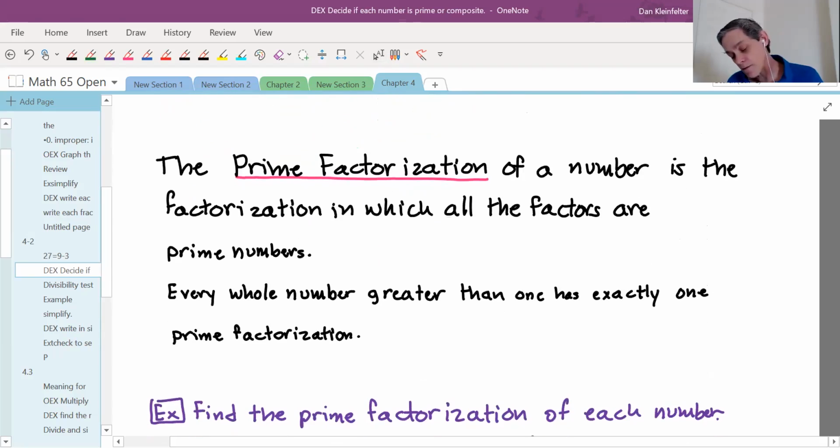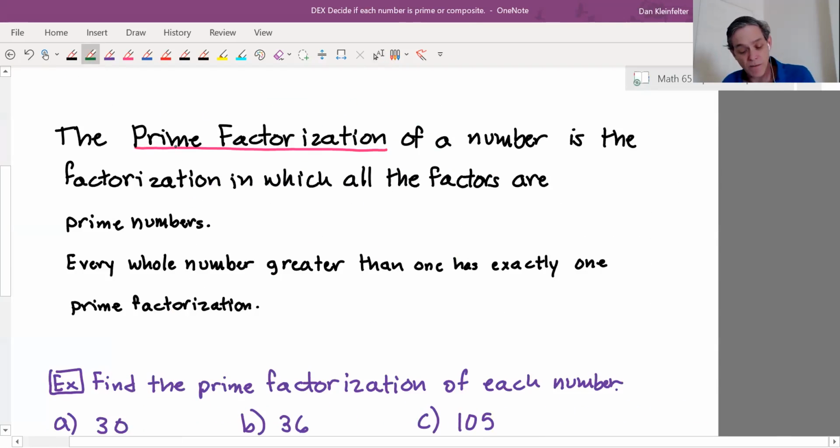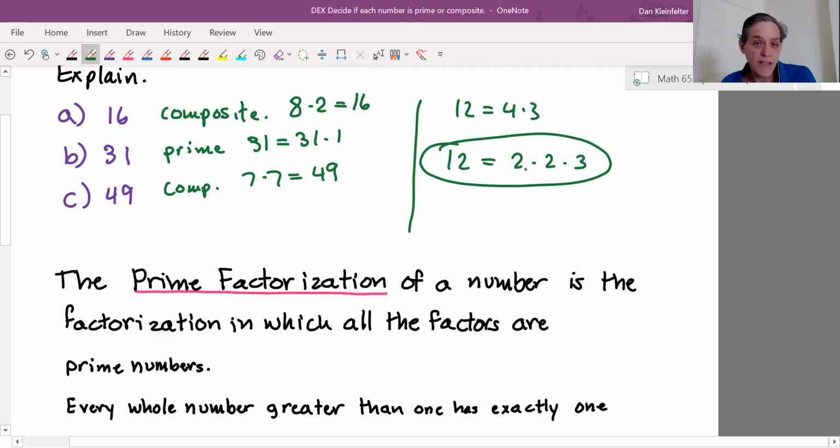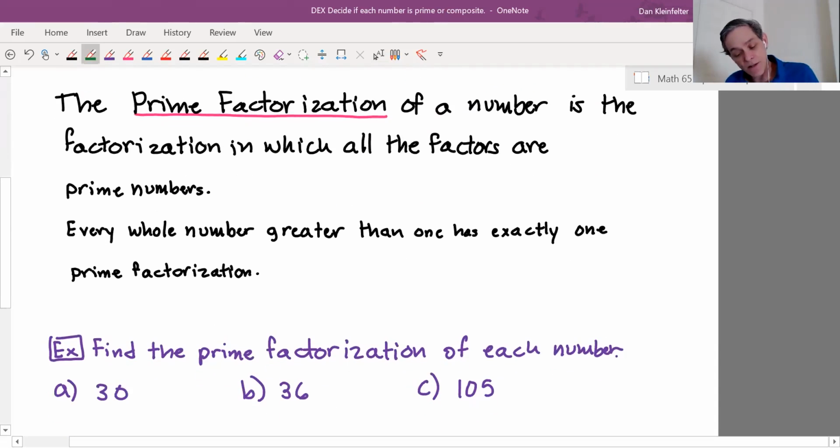Out of all the different factorizations there are for a number, the prime factorization is the one where all of the factors are prime numbers. So for example, if you write 12 as 4 times 3, that is a factorization, but not the prime factorization. If you write 12 as 2 times 2 times 3, that is a prime factorization because 2 and 3 are prime numbers. Finding the prime factorization is finding the factorization where all the factors are prime numbers. That is, you've broken down the number as far as you can and no further.